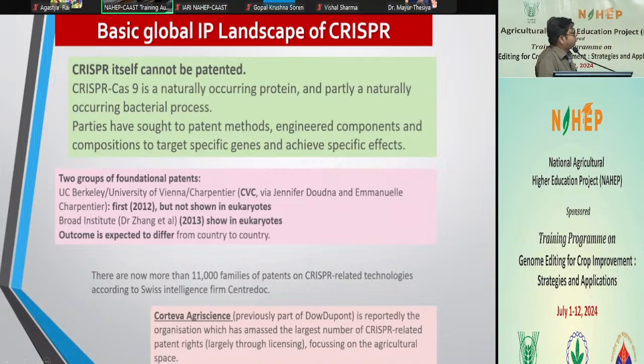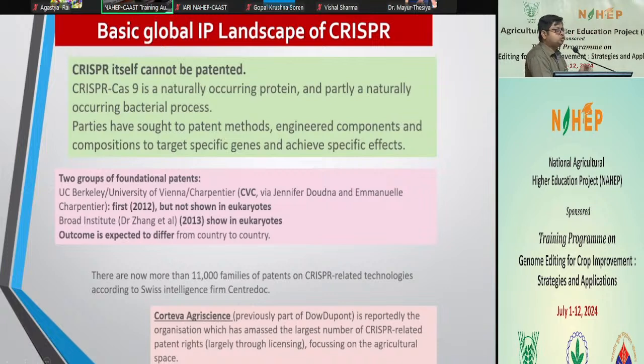They are naturally occurring proteins and partly naturally occurring bacterial processes. So what these big parties have done is seek to patent methods, engineered components and compositions to target specific genes and achieve specific effects. So if somebody says that CRISPR is under patent, what will you do? CRISPR is not under patent. Cas9 is not under patent, but different kinds of modifications of that, cDNA kind of modifications, the constructs, the plasmids, those things are under patent.